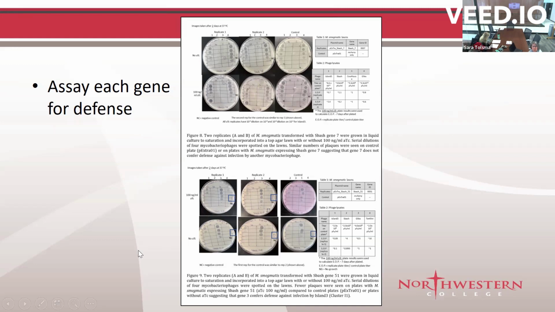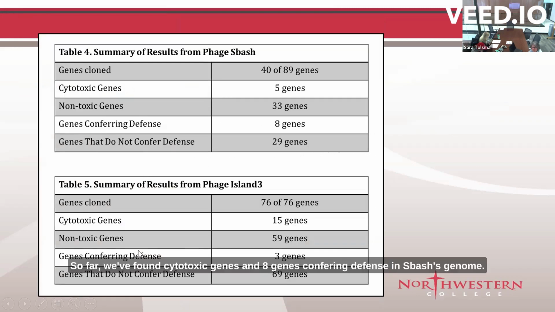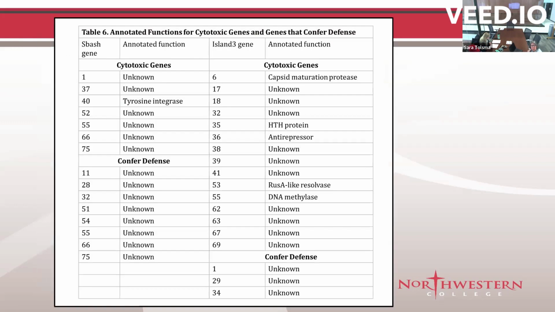So far, we found 5 cytotoxic genes and 8 genes that may confer defense in the S- genome. We found 15 cytotoxic genes and 3 genes that confer defense in Island 3's genome. Most of the cytotoxic or defense genes have no known function by bioinformatic analysis.